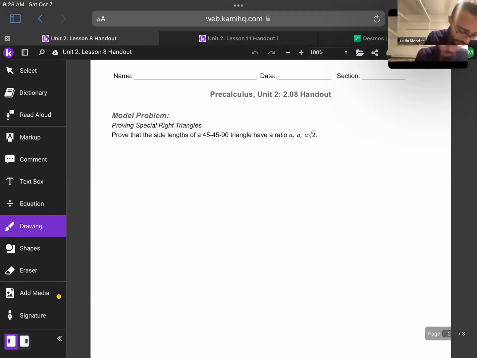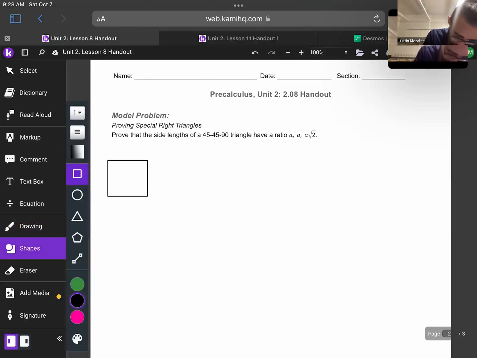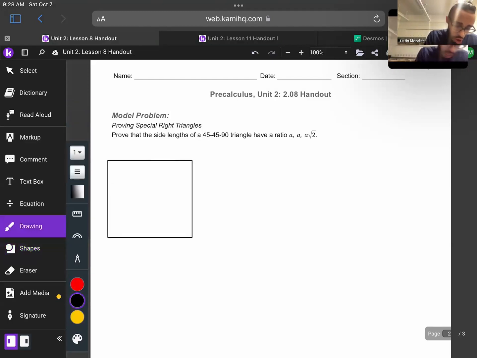So the way I'm going to start this proof is I'm going to start with a square. Sorry, let me use black. We're going to go ahead and start with a square and call each side length A. Right? So let's have A, B, C, D. So we're going to have square ABCD with side length A. And we also know in a square that every angle is a right angle. So I'm going to go ahead and annotate that as well.